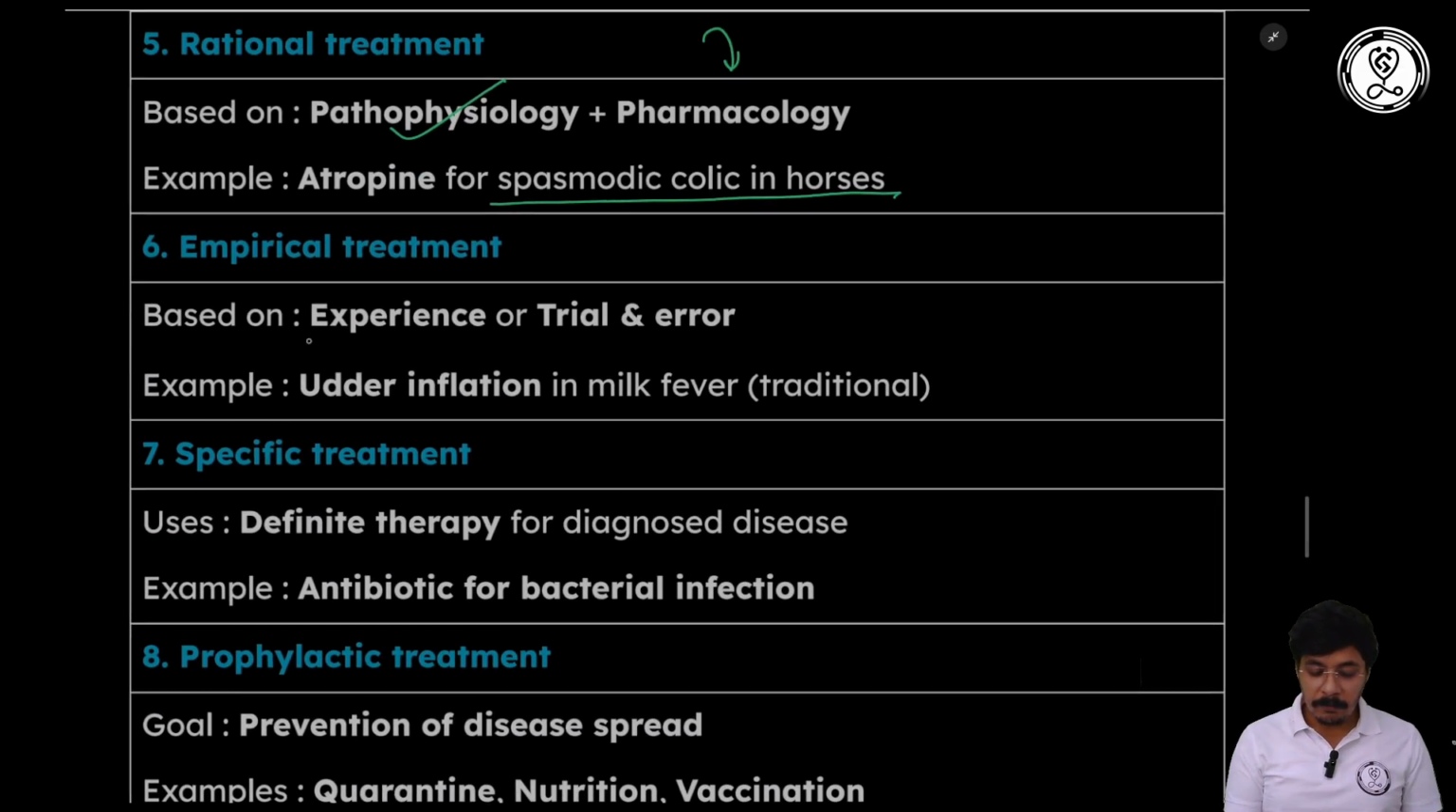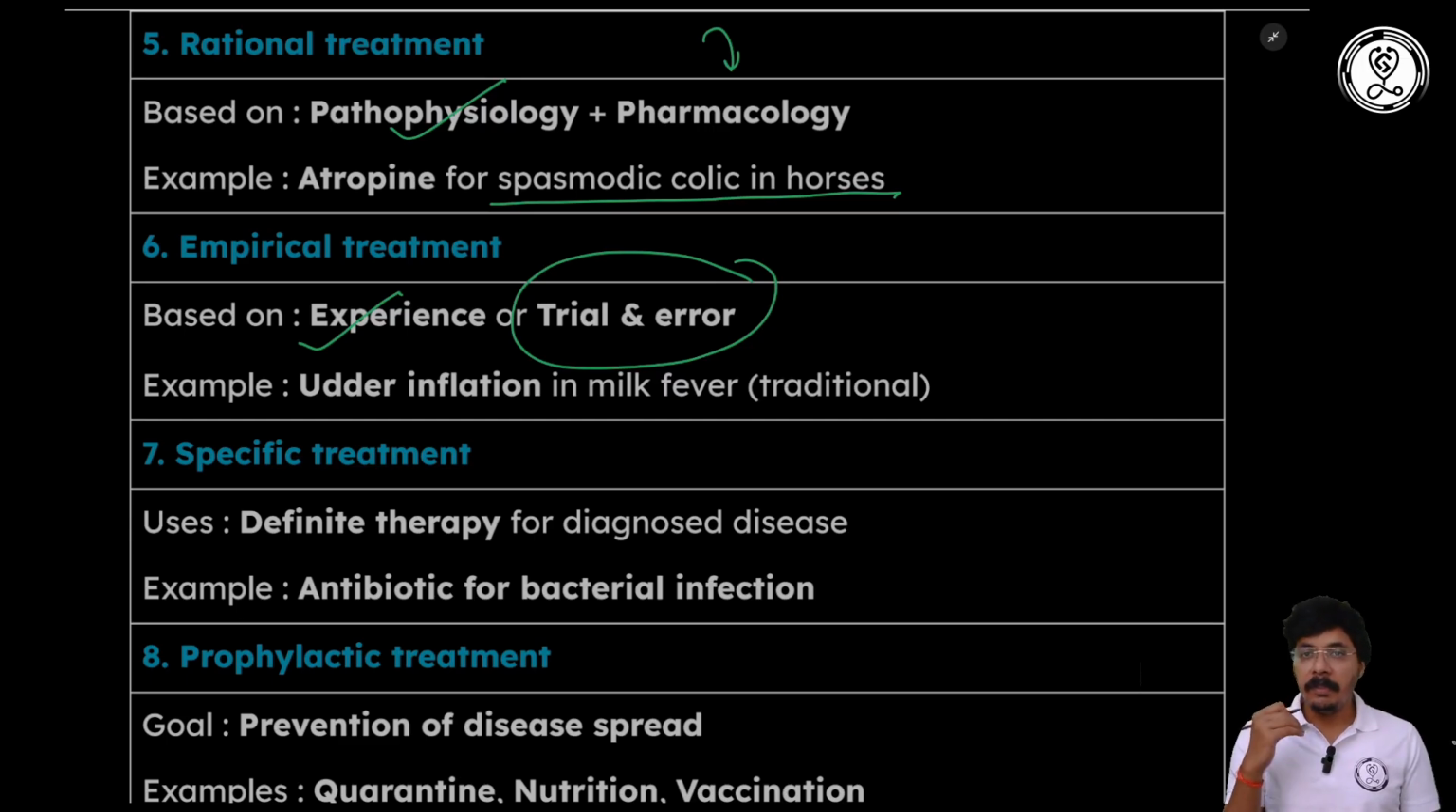Empirical treatment is based on the experience of the veterinarian or sometimes the hit and trial method. Basically, many times the disease condition in an animal may not be diagnosed very well. This is a limitation of veterinary practice, as we always worry about this thing. The actual diagnosis is very important, but in many case scenarios it is not possible. So in that case, we will go for our experience or the hit and trial method. Basically, we will prescribe a drug. If that drug is actually curing the disease and giving positive results, we will continue it, and if it is not, we will just withdraw the drug.